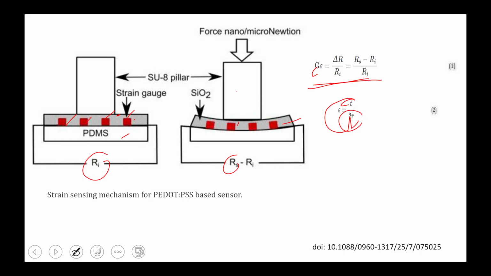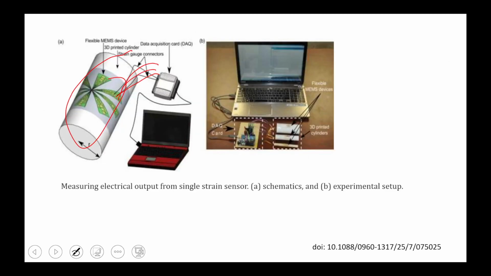So this is the schematic diagram. I will bend the sensor on a circular cylinder, and after the bending, I will take the value of the resistance. Here, see, this is the 3D printed cylinder. Here I will do bending. I will take the contact from here, the data card, and in the software I have calculated the change in resistance.